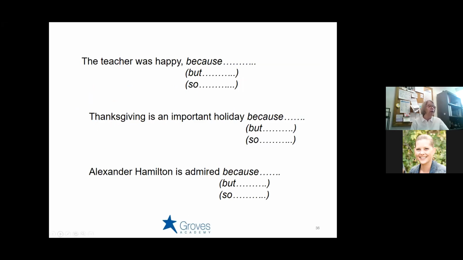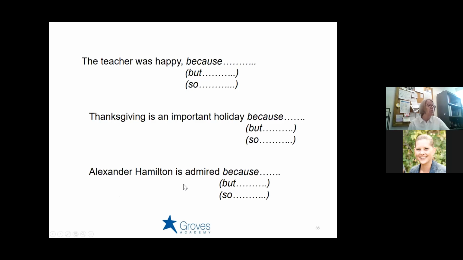Okay, then again, Thanksgiving is an important holiday because families gather around the table and share and give thanks. Thanksgiving is an important holiday, but not all Americans celebrate it. Thanksgiving is an important holiday, so we take time out to make it special, or something like that. So you can see that it goes from very simple all the way to American history.